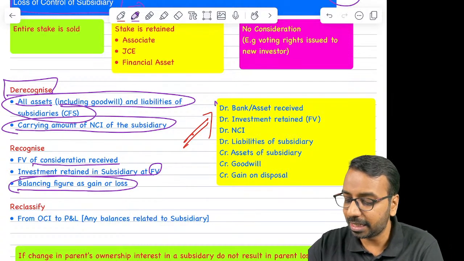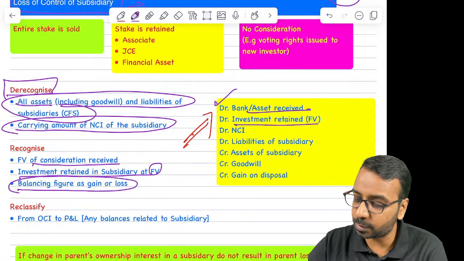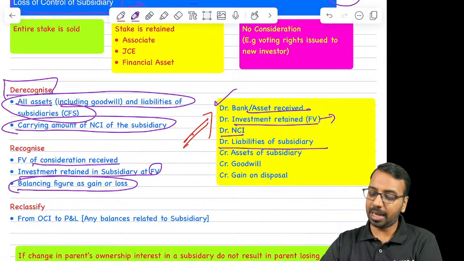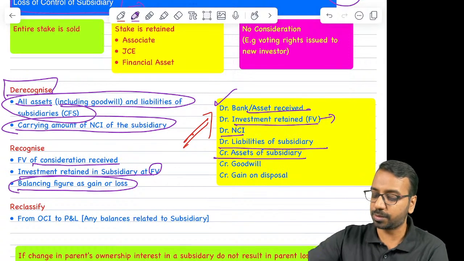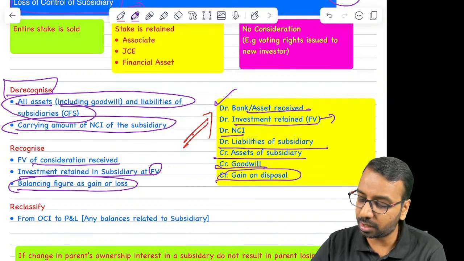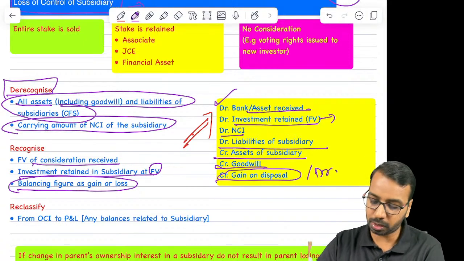So, the entry will be debit bank or assets received, debit investment retained at fair value, debit NCI, you are removing NCI, debit all the liabilities of subsidiary, you are eliminating the liabilities of subsidiary, credit asset of subsidiary, remove the asset, credit goodwill, and balance will be gain on disposal. If it is a loss, you will debit loss on disposal.